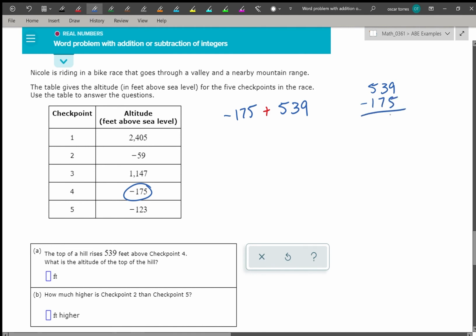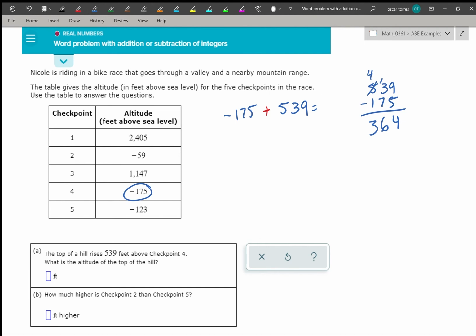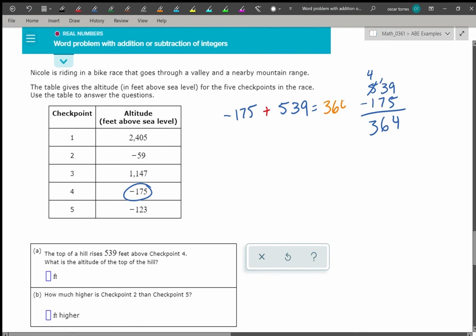9 minus 5 gives me 4. 3 minus 7 you can't do, so you borrow a 1's place from the next digit. The 5 becomes a 4, the 3 becomes 13. Now we can subtract these numbers. 13 minus 7 gives me a 6. 4 minus 1 gives me a 3. So my result, or my answer for part A, ends up being 364.